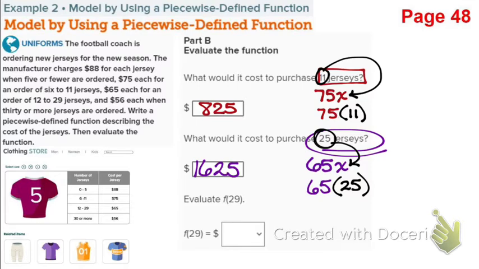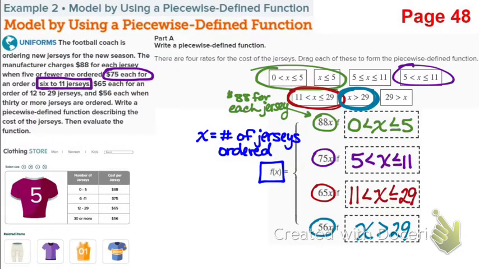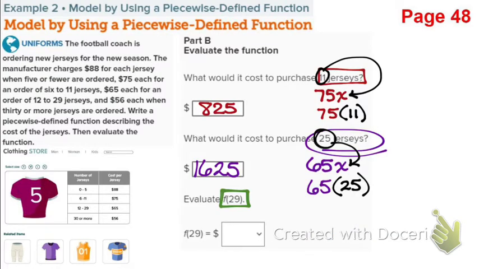This last one looks weird. They didn't give me a number of jerseys on the last part. What did they tell me? It says f(29). Where did the f come from? Yeah, that's the name of our function right here. And what did we say the x represents here? Number of jerseys. So even though they wrote it differently, what are they asking me to find here? Cost for 29 jerseys. Find the cost for 29 jerseys.